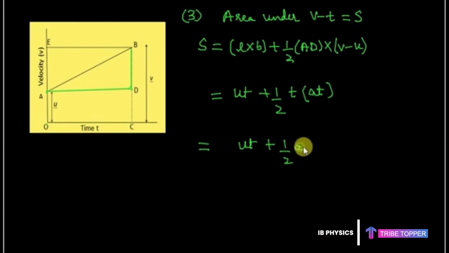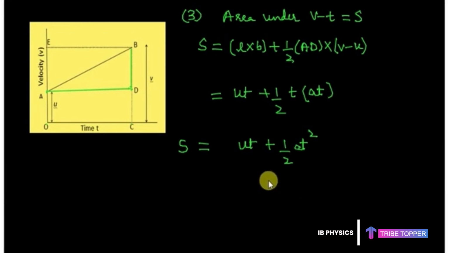Thus we see that from the same graph you can find the three equations of motion. For the first one we use the slope of the graph, and for the other two equations we use the area under the VT curve. And this is how you can derive all the three equations of motion graphically and analytically.